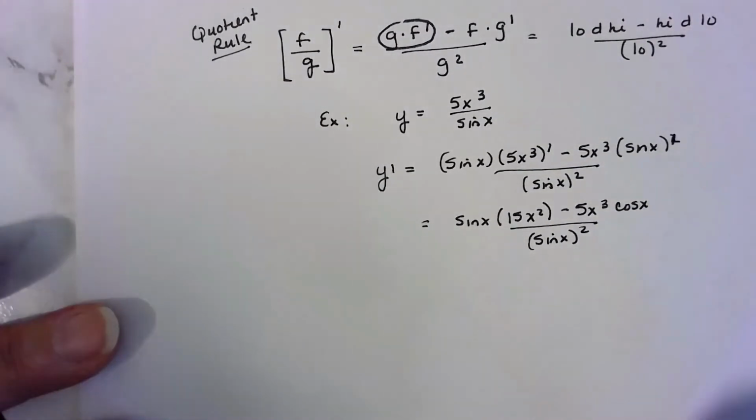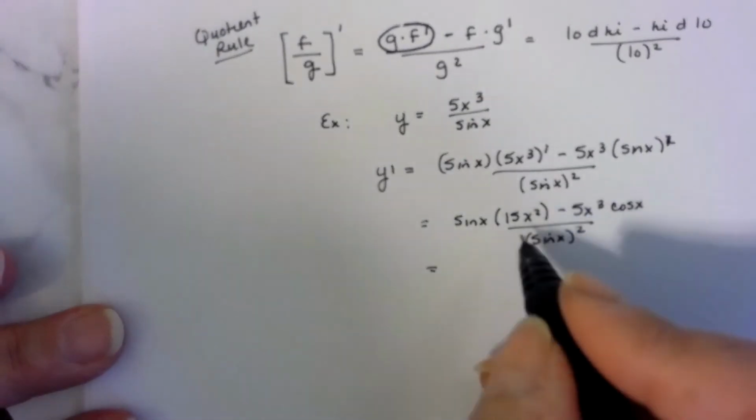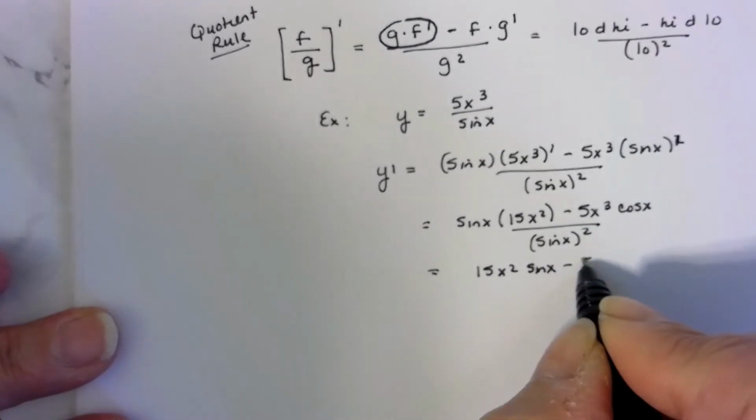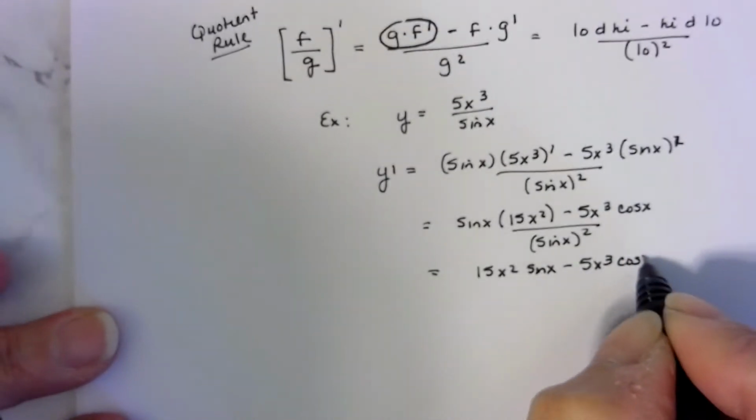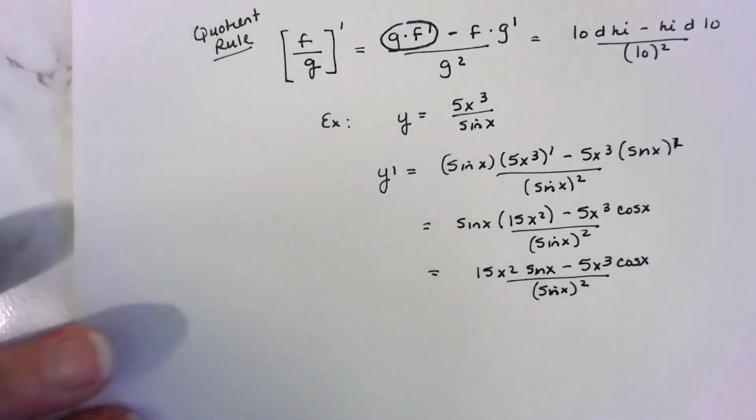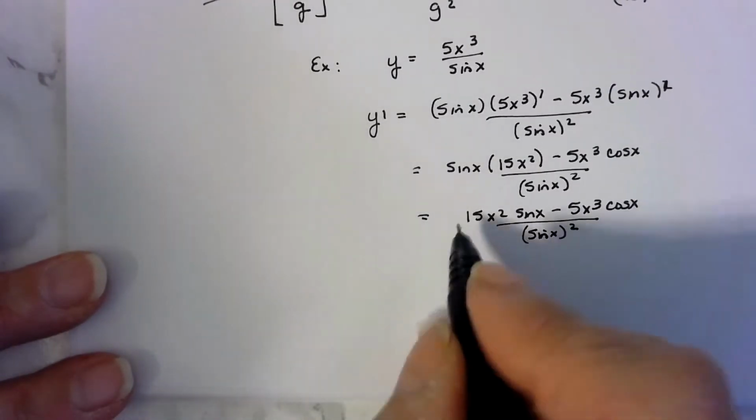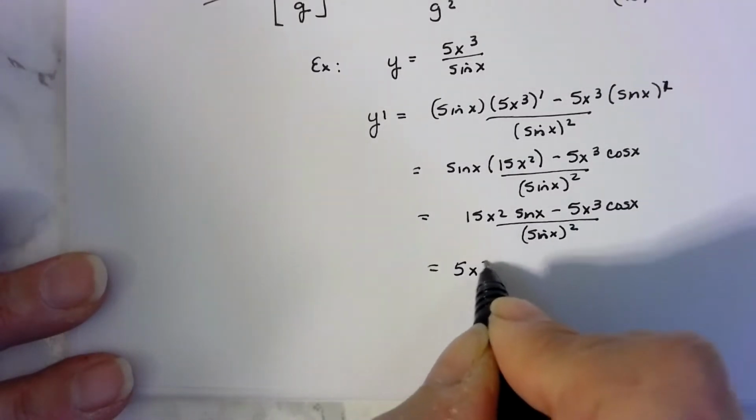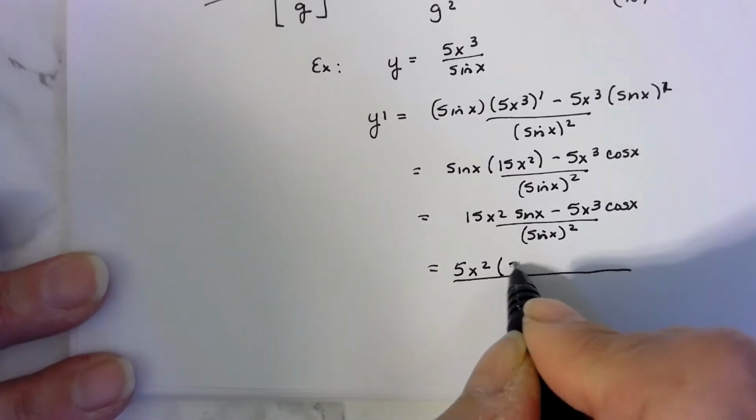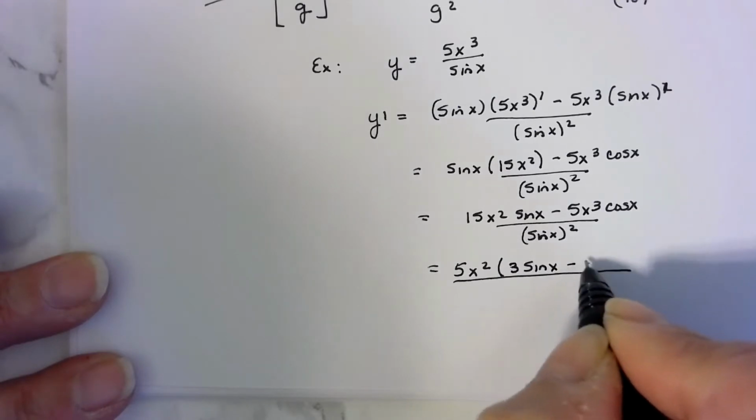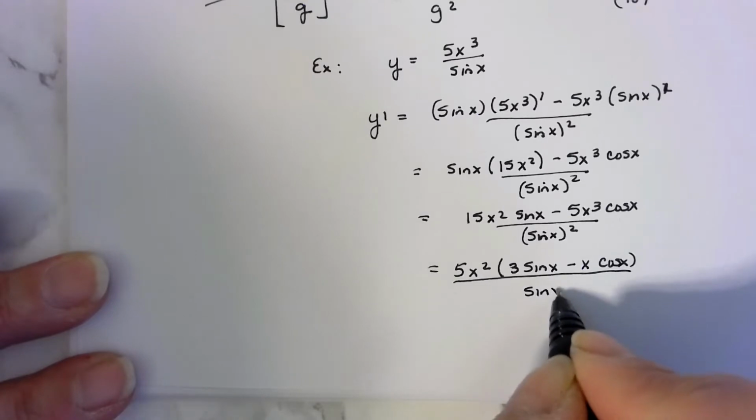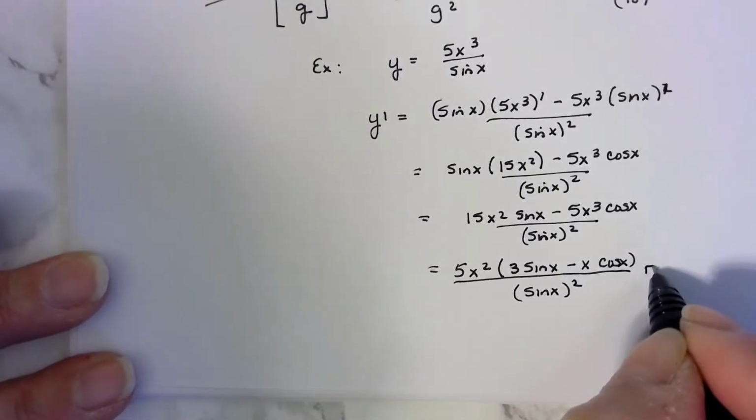And if I want to, again, math etiquette, I can rewrite this as 15x squared sine of x minus 5x cubed cos of x over sine of x squared. And I can go a little further maybe and take out a 5x squared from the top and rewrite this as 3 sine of x minus x cos x all over sine of x squared. I'm done.